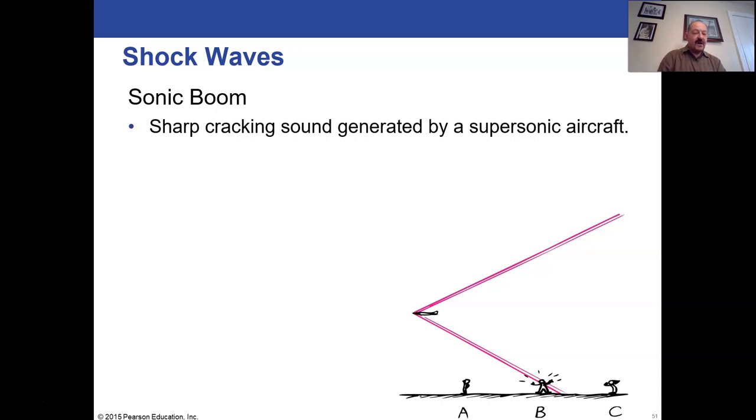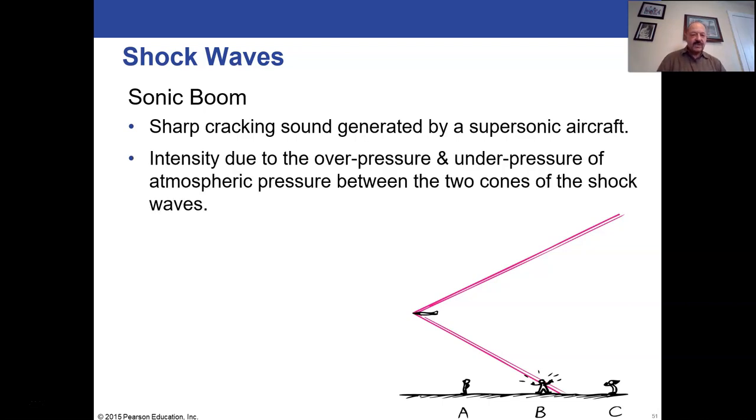So in this case, the plane has already passed A, B, and C people, but the wave is following behind because the wave is not as fast as the plane is. So the wave will hit person B, and then eventually it'll hit person A, even though the plane has already gone past person A. And it sounds like a crack. You probably heard it if you've been near Dover Air Force Base, especially during the shows from the Blue Angels and some of the other jet teams. So it's the intensity due to the overpressure of the air, immediately followed by the underpressure of the air. It's the two cones traveling by you, and they create that snap in the air, that shock wave in the air.